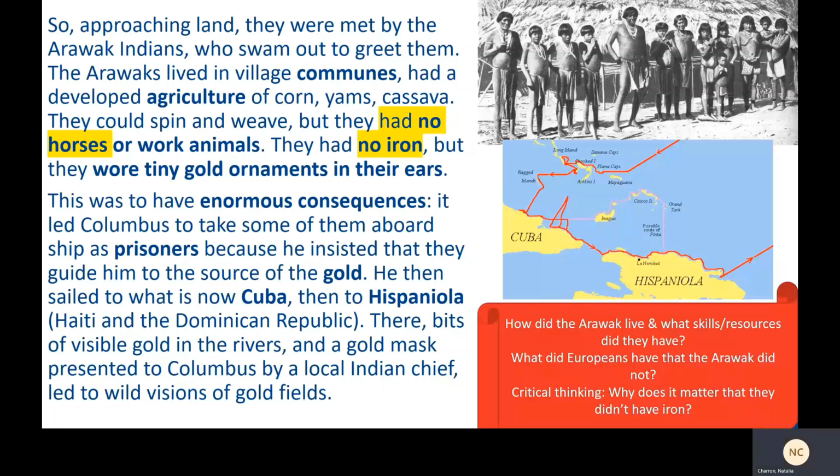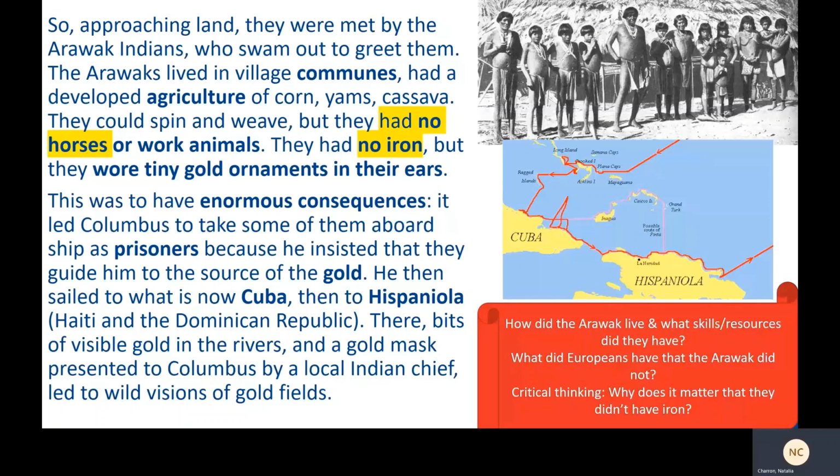Approaching land, they were met by the Arawak Indians, who swam out to greet them. The Arawaks lived in village communes, had a developed agriculture of corn, yams, cassava. They could spin and weave, but they had no horses or work animals. They had no iron, but they wore tiny gold ornaments in their ears. This was to have enormous consequences.